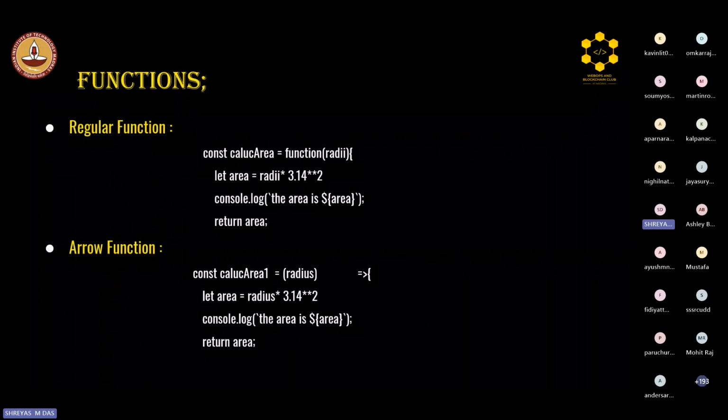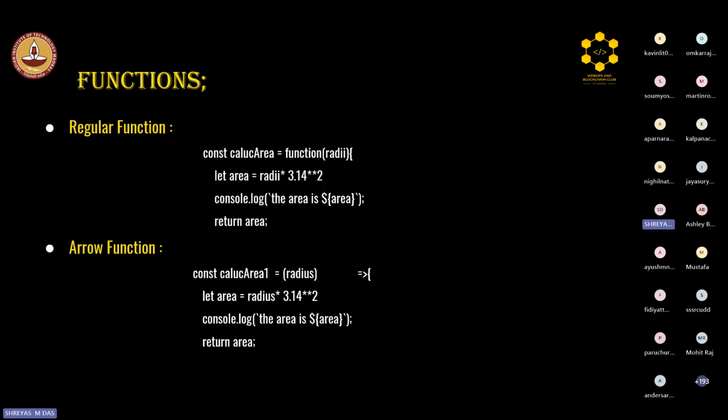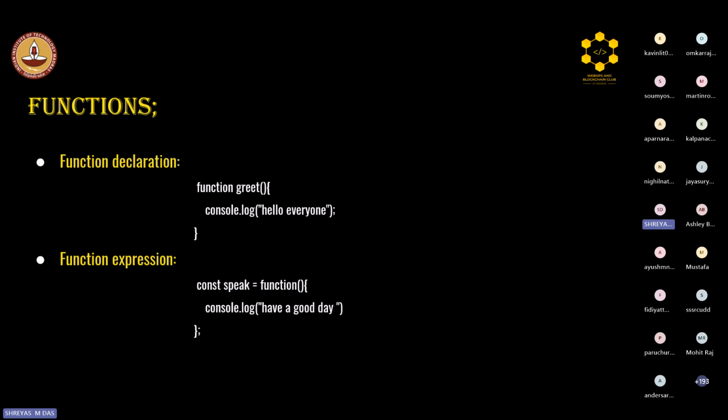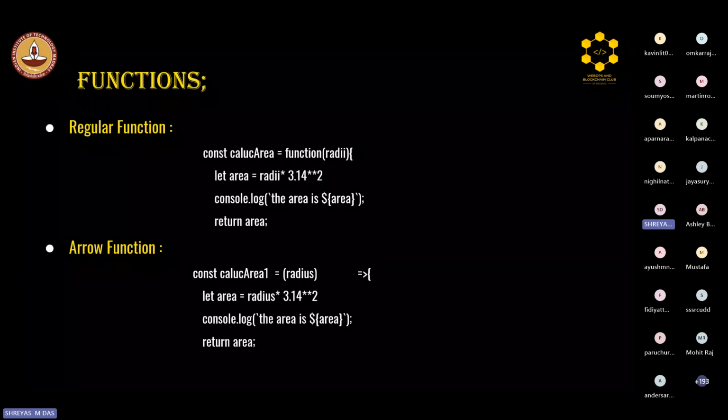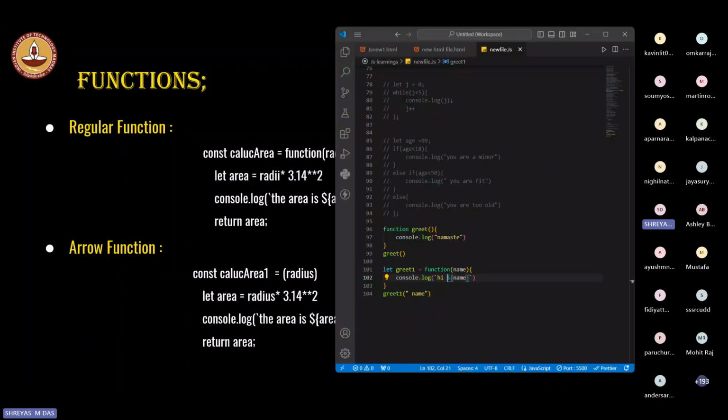One thing is the regular function, and next is the arrow function. The regular function is somewhat similar to a function expression. You just write const, give a variable name, and define a function. You take the input, like radius is the input, calculate something, and write the output there.